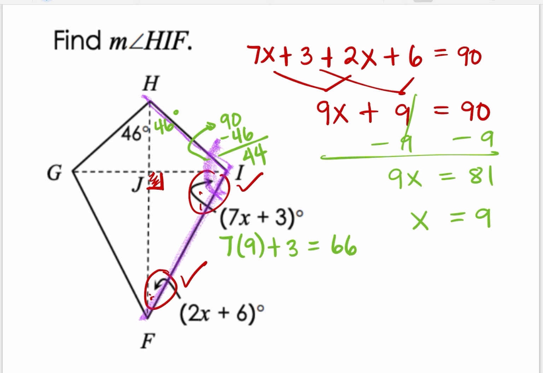So then therefore we can add this angle. This angle is 44 degrees and this is 66. And so we have the measure of angle HIF is equal to 44 plus 66, which is equal to 110 degrees.